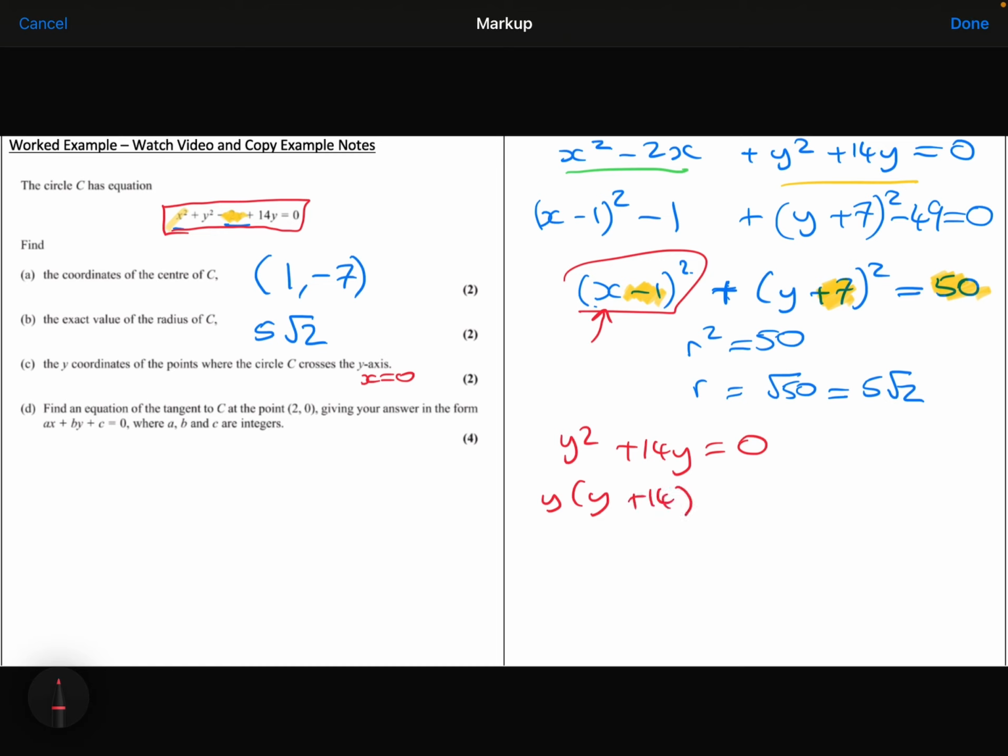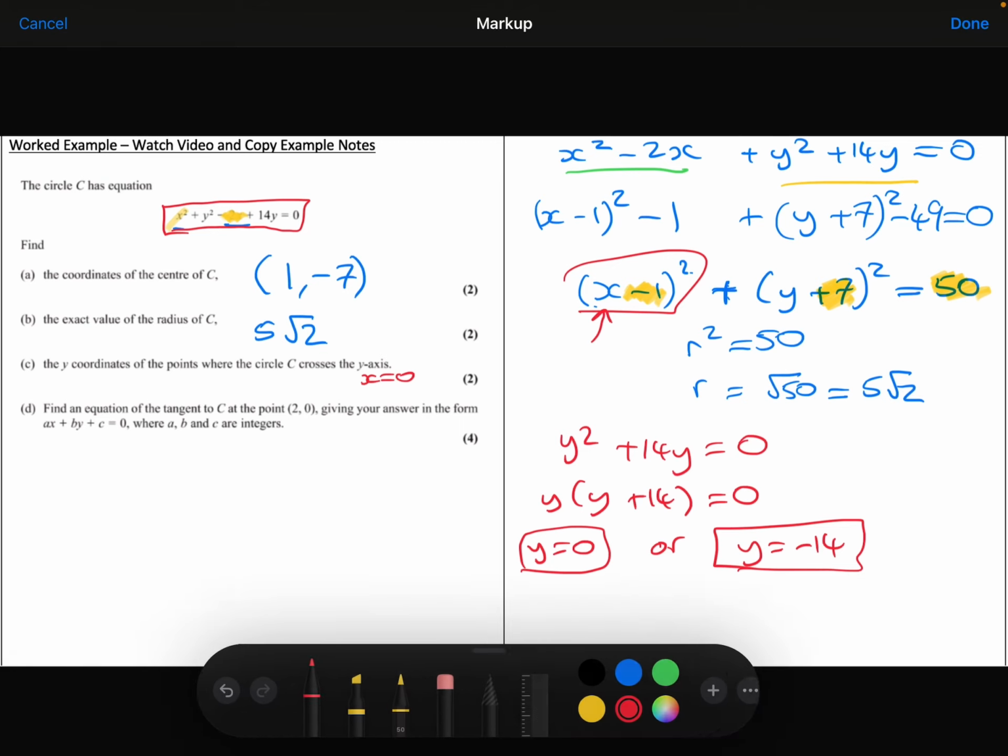Factorise the y. And so I can say that either y is 0 or y is minus 14. These are the two y coordinates where the circle crosses the y-axis.